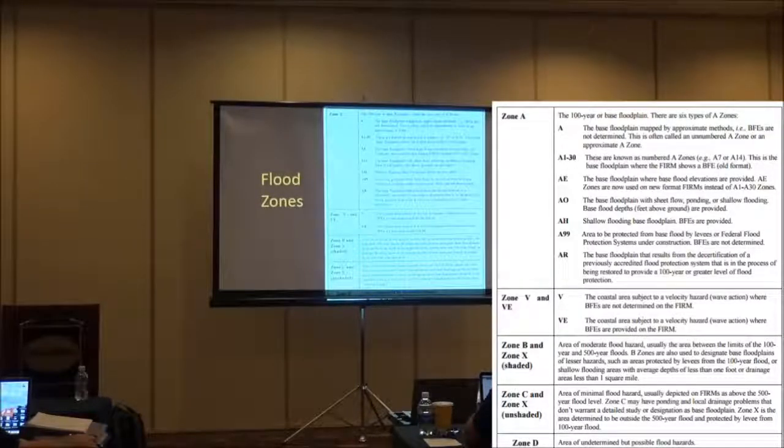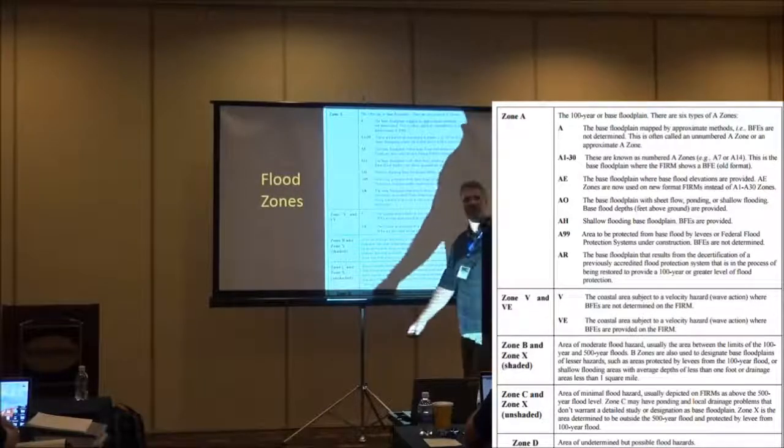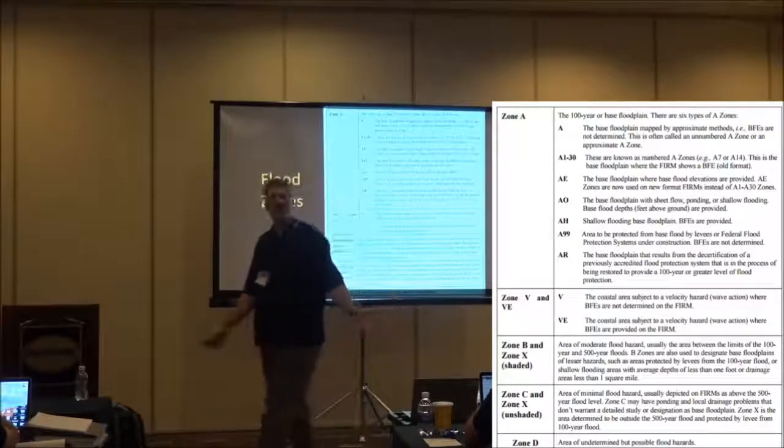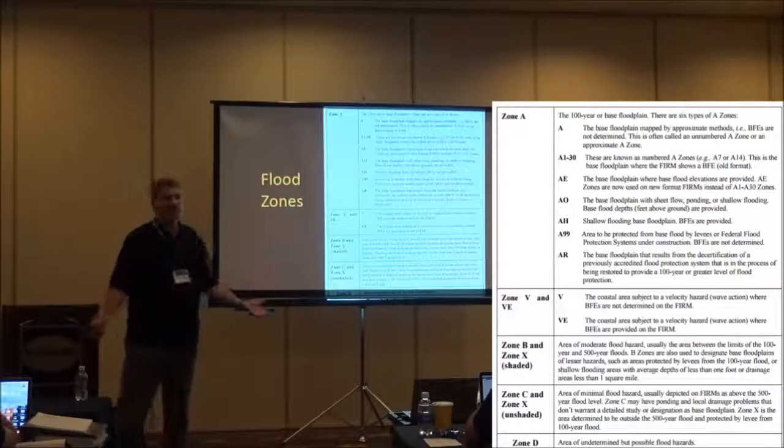What we don't want to happen is we don't want it to become an AR: the base floodplain that results from the decertification of a previously accredited flood protection system that is in the process of being restored. So an A99 was while it was being redone or restored, and then maybe things didn't go right, maybe they ran out of money, maybe they stopped halfway through, then it becomes an AR. That's something scary to tell people: you really don't have the protection from the dam and levee that you thought you had before, so you're kind of on your own.